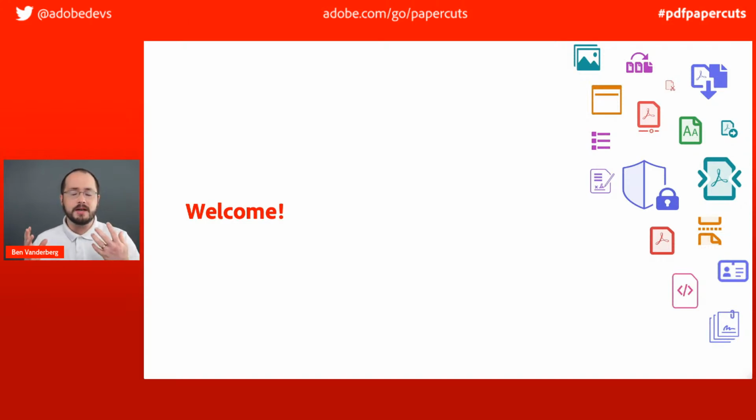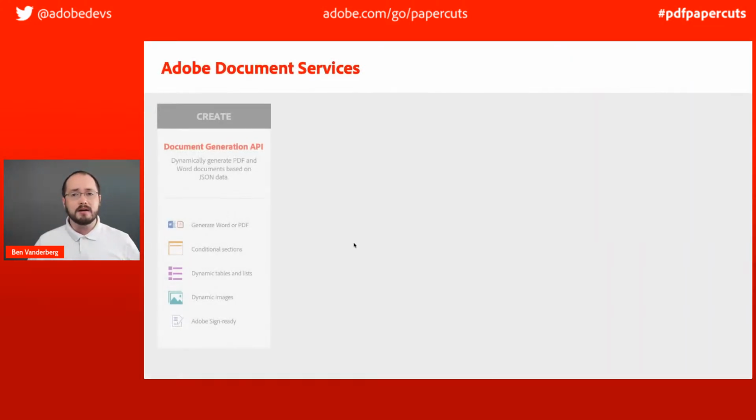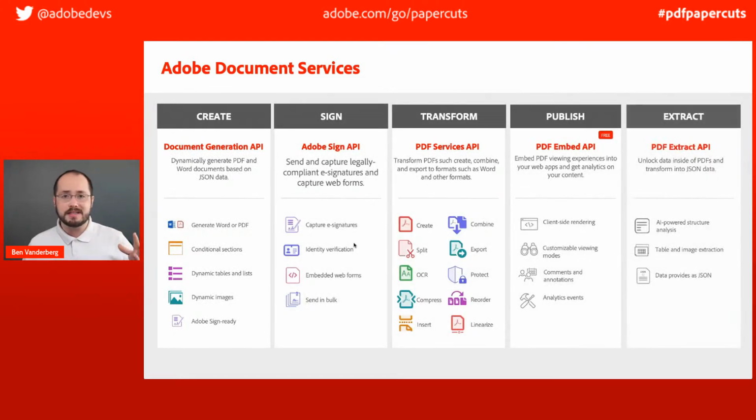So if you're joining us for the first time today, I want to just level set and let you know a little bit about what we're all about here. Adobe Document Services is a set of APIs that are available for you to automate any of the different actions across a document lifecycle. Many of you might be familiar with things like Adobe Acrobat, which we have a lot of the actions that people use in Acrobat available as part of PDF Services.